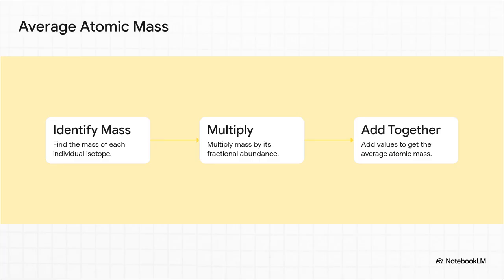For boron, combining the abundant boron 11 and the less common boron 10 gives us an average atomic mass of about 10.81. Just remember, no single boron atom actually weighs 10.81. It's just the mathematical average of the whole mix.